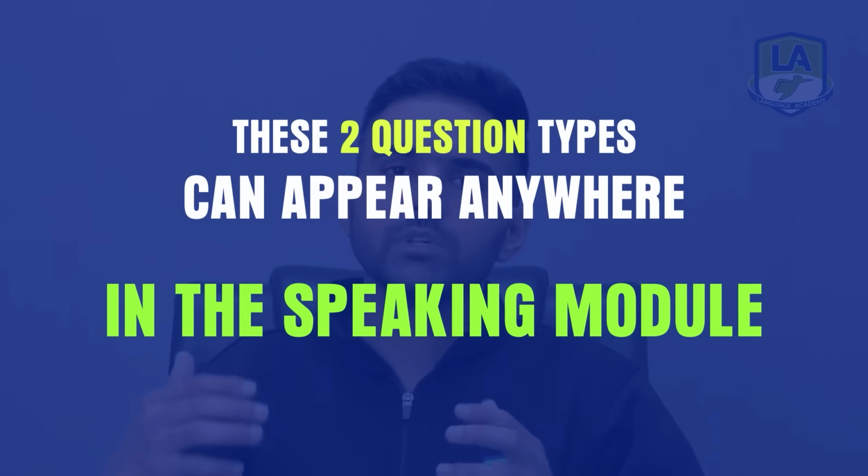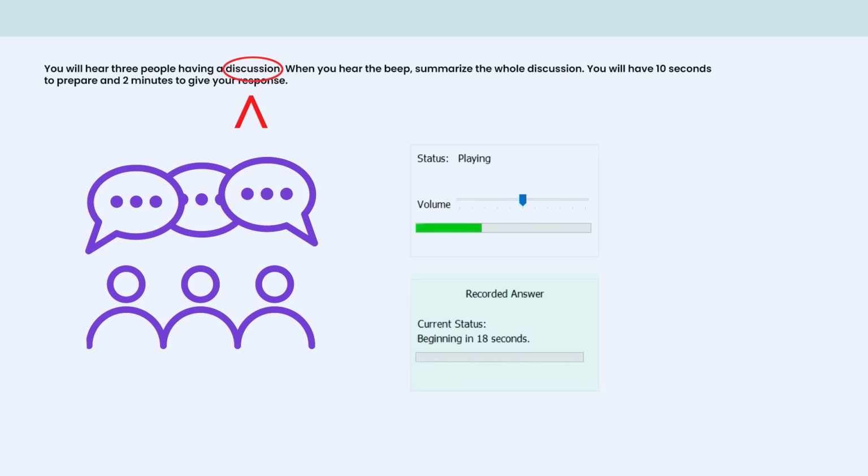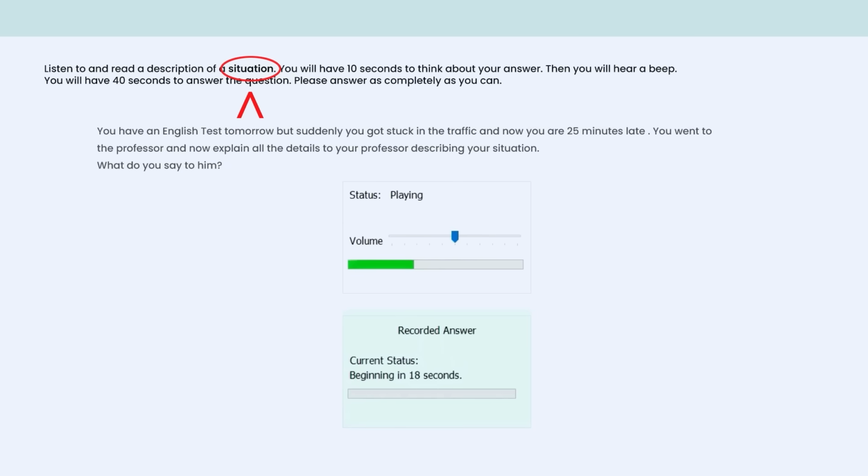Both of these question types are new. These can appear anywhere in the speaking module. It's not that they will come after Read Aloud or before Describe Image, something like that. They can appear anywhere. How do you identify these? You just need to look for the word discussion or situation in the question prompt. If you see the word discussion or the word situation in the question, it means these are the new testing questions and these are not evaluated or marked, and you don't really need to worry about these ones.